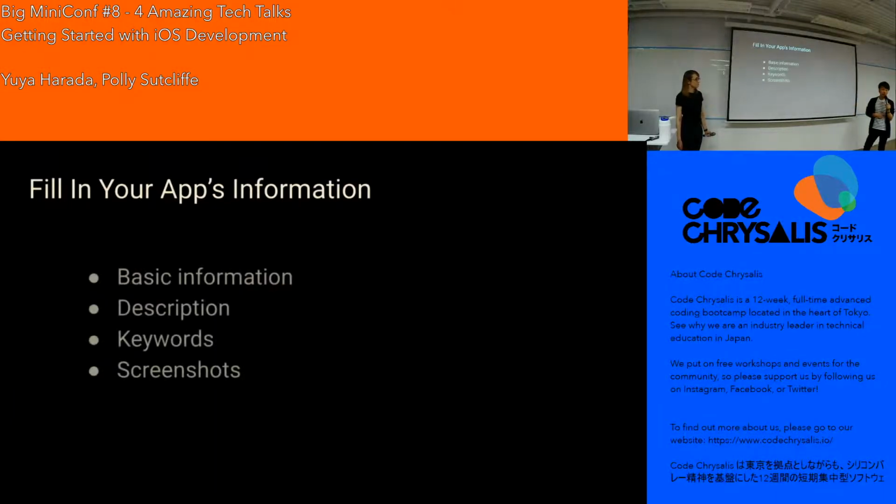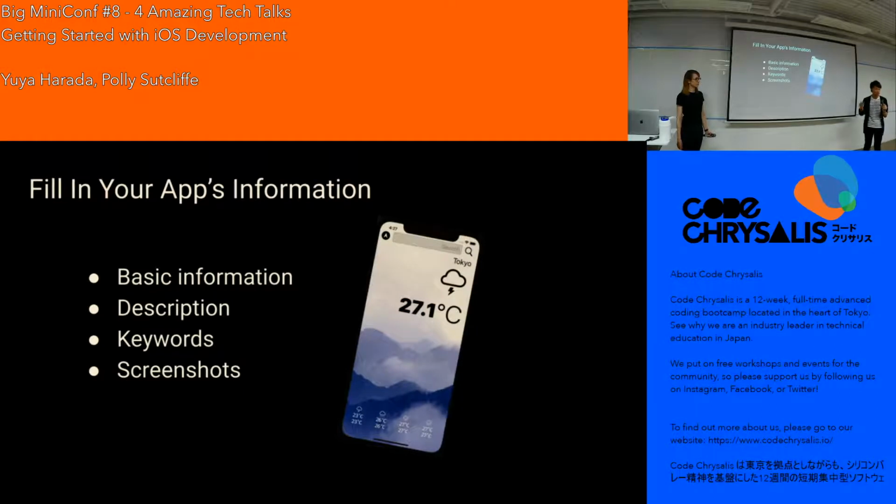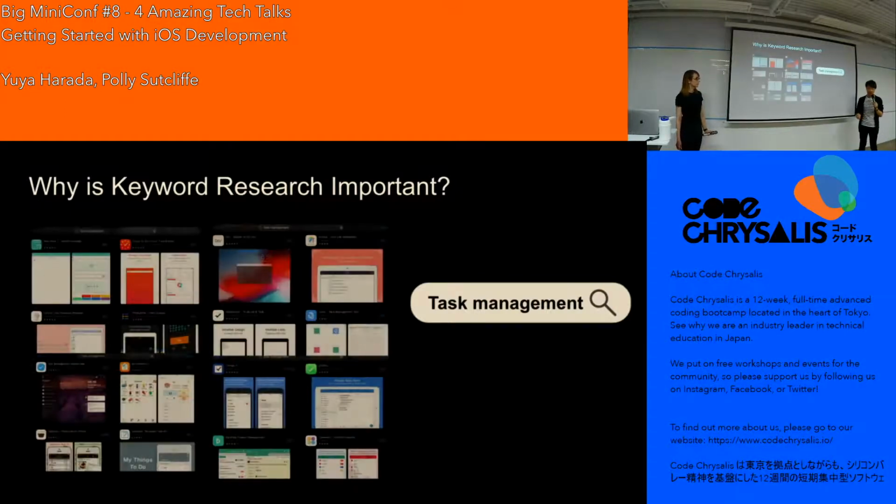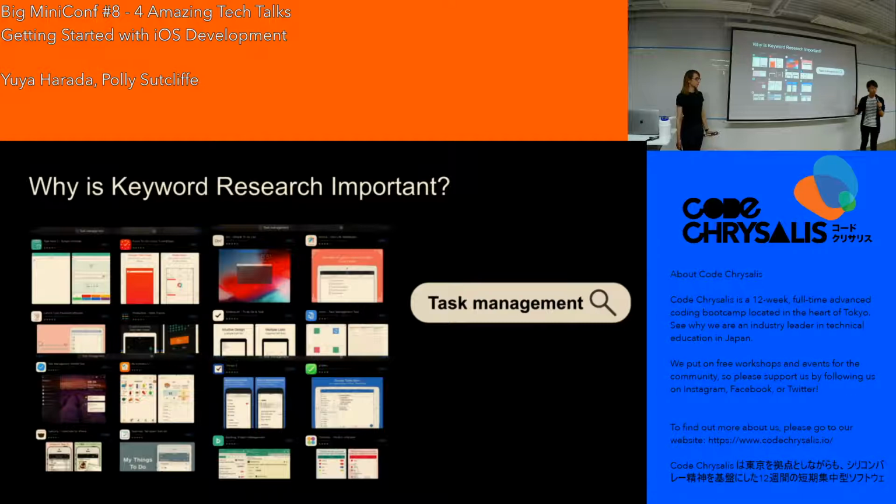Then you fill in the information. Some of the basic information is the name of the app, the language, or something like that. At the same time, you have to provide the description of your app, keywords, and screenshots. Those things are really important. You have to spend time on keyword research and App Store optimization, and I'm going to explain why. For example, if I go to the App Store and type task management in the search bar, the results show up, which are basically to-do apps with pretty much the same functionality, and they all resemble each other. The list kind of goes on.